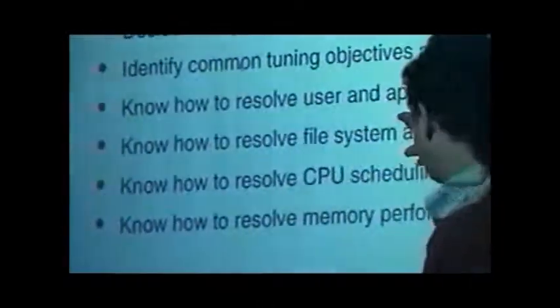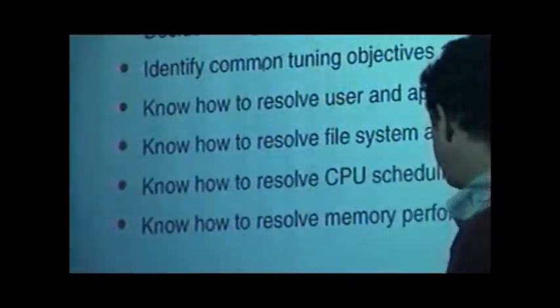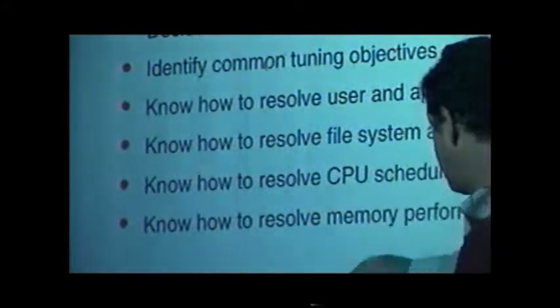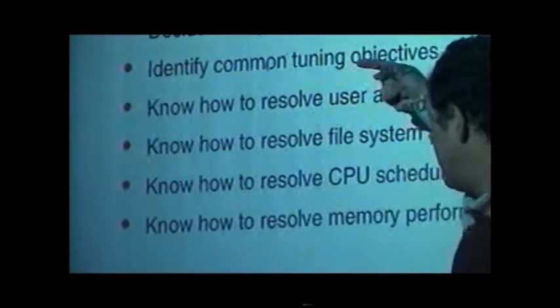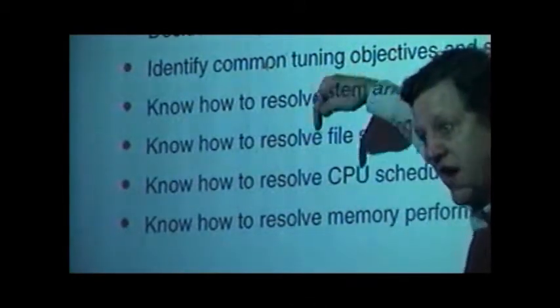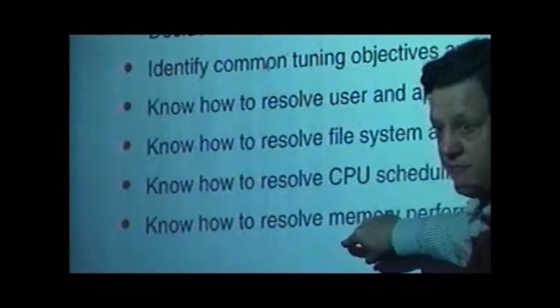So just going back to my example here, fix the user and application issues first, resolve your file system and I/O issues, deal with your CPU scheduling, then deal with your memory. That doesn't mean I may not deal with memory issues sooner. I'm just trying to give you a methodical approach.